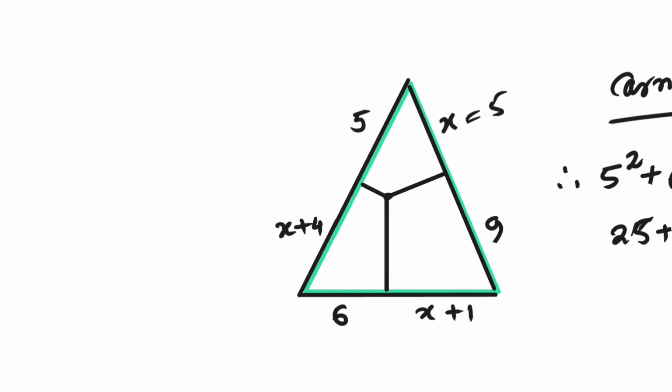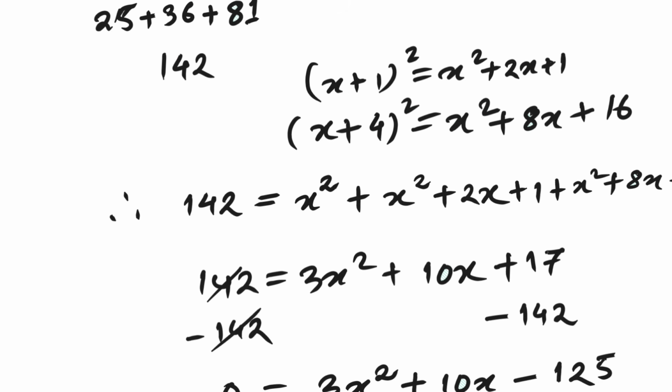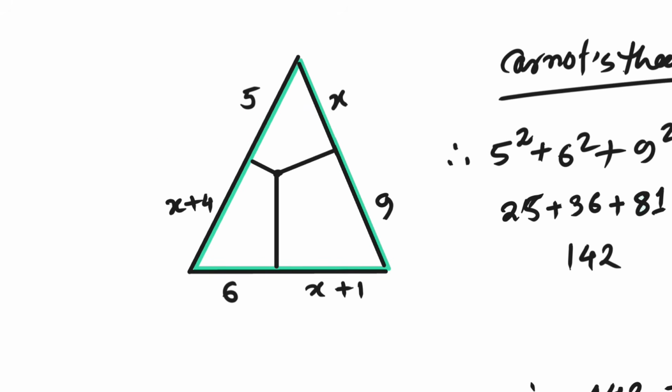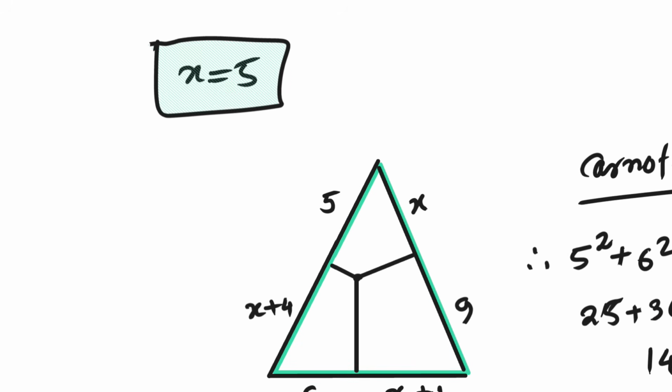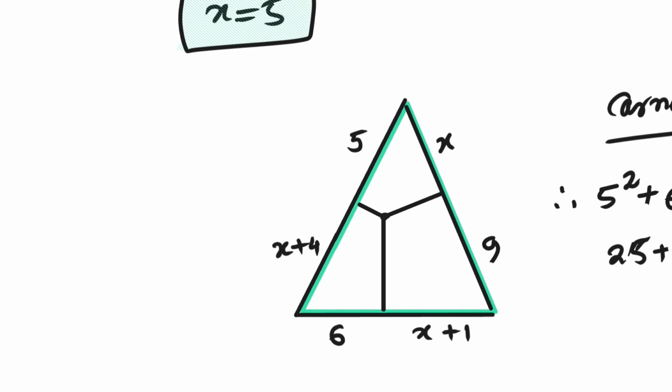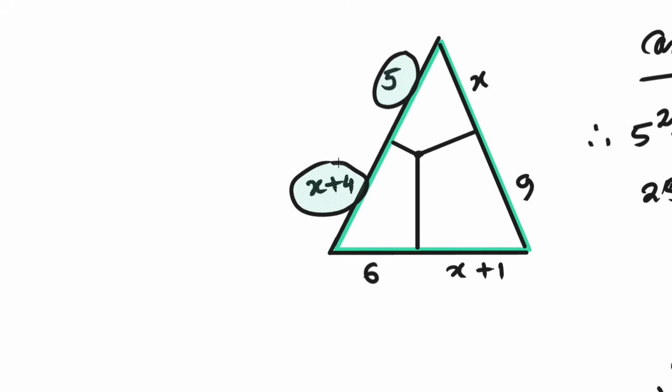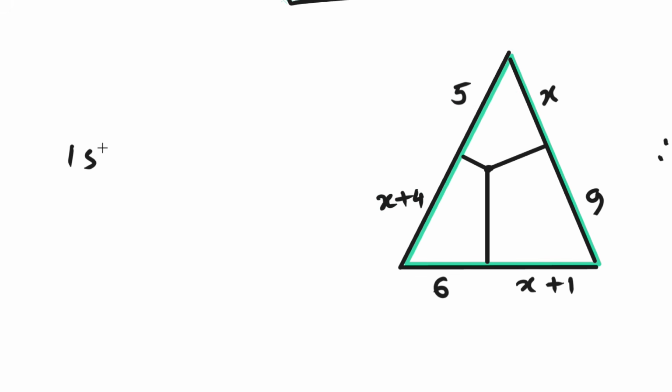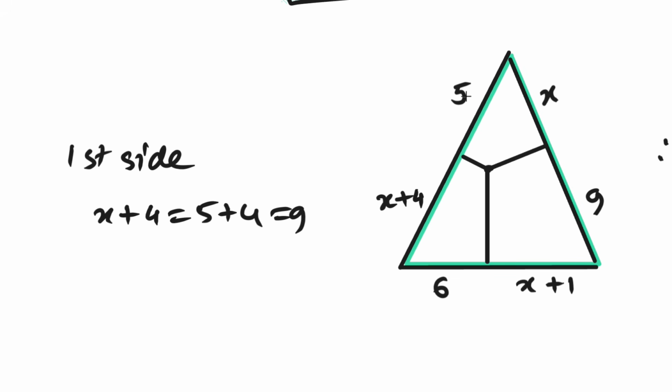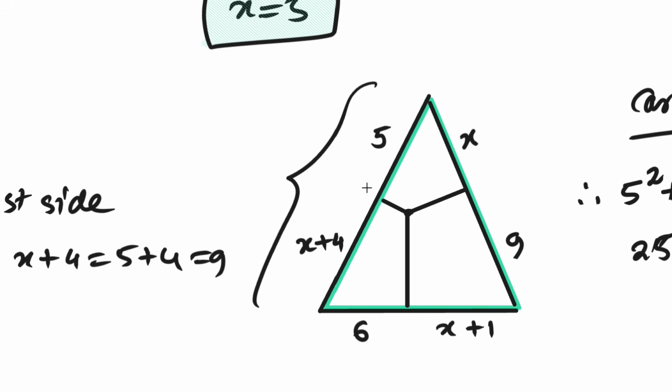If you're following along so far, this is a good point to pause and check the quadratic calculation, because getting x equals 5 is what allows everything else to fall into place. Now let's use x equals 5 to find the actual lengths of the three sides of the triangle. Start with the first side. Its two pieces are 5 and x plus 4. Since x equals 5, x plus 4 equals 5 plus 4, which is 9. Therefore, the entire first side is 5 plus 9, giving 14 units.